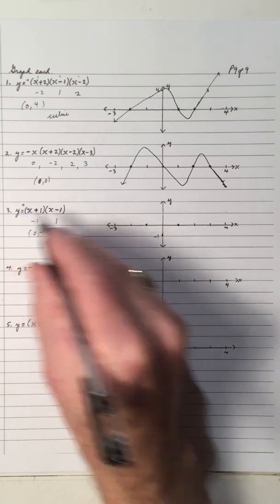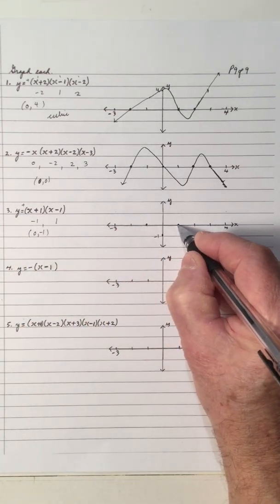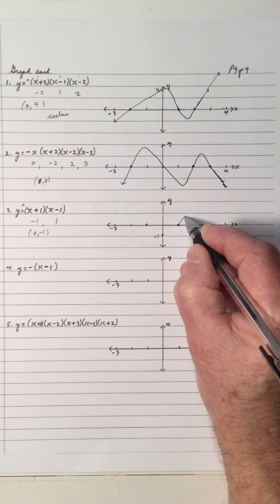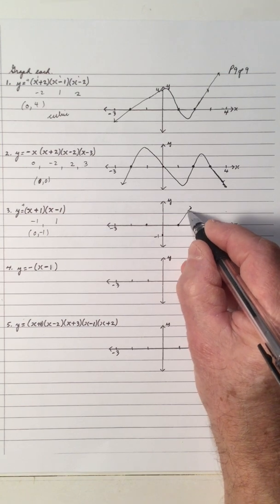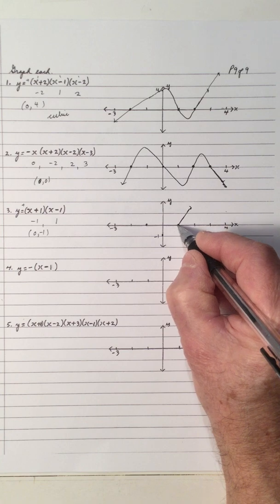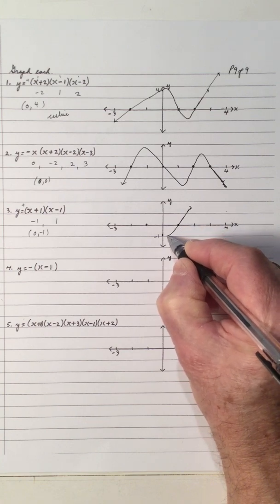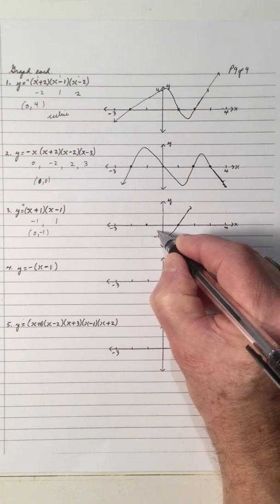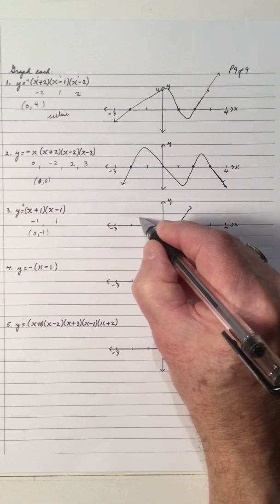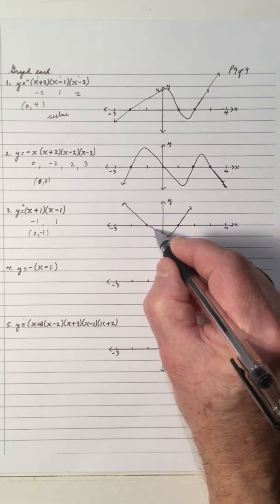So this is plus. The furthest x-intercept on the right will go up from here. So let's reverse it. Come down, it goes through the y-intercept of negative 1, and then it goes on up. So there's the shape, roughly.